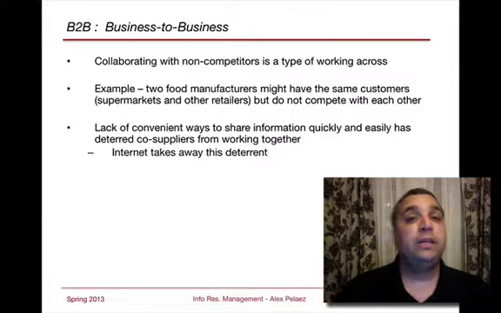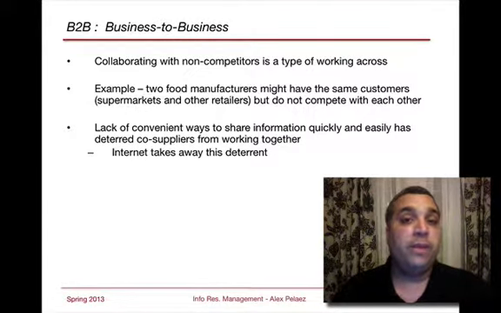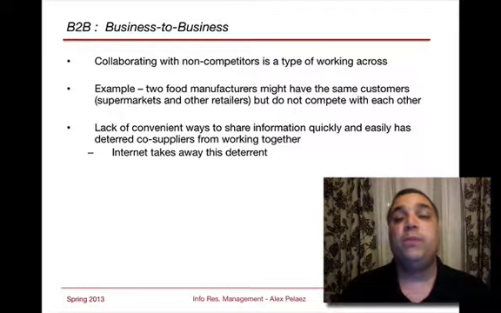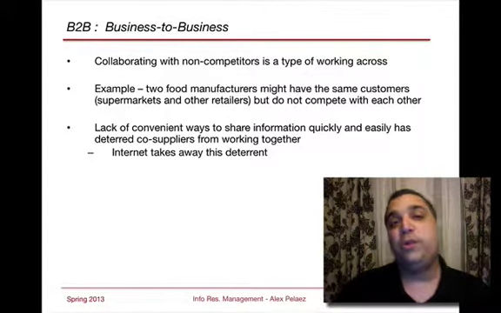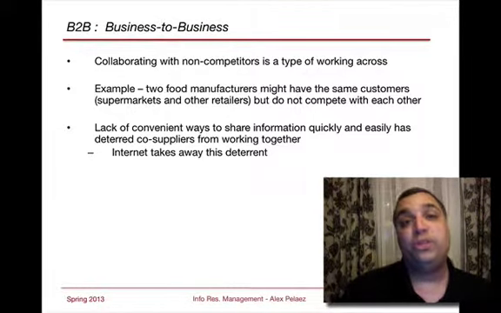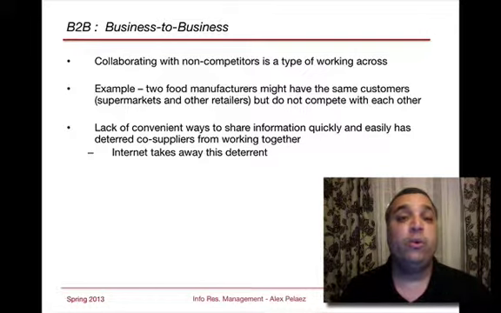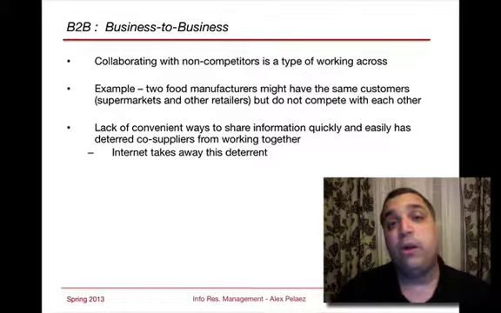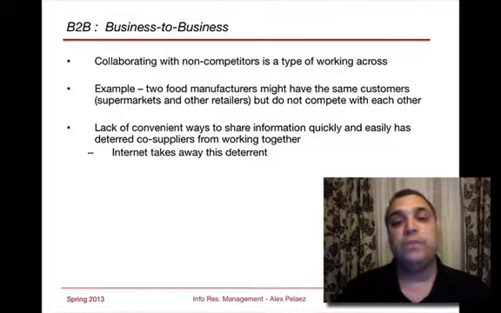Collaborating with non-competitors is a type of working across. It is possible to collaborate with other people in a similar space that are not your competitors. Two food manufacturers might have the same customers but do not compete with each other. And so they might form a partnership and can do so electronically for purchasing. They can increase their purchasing power or execute, if you create a consortium, what's called countervailing power, which is an economic theory by Galbraith from the early 50s.